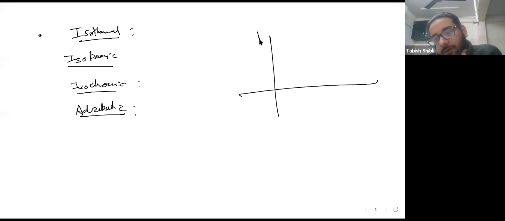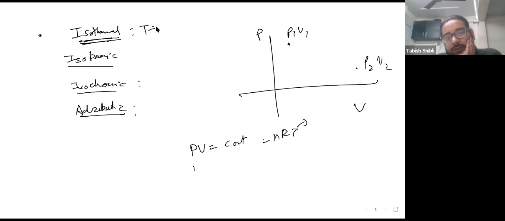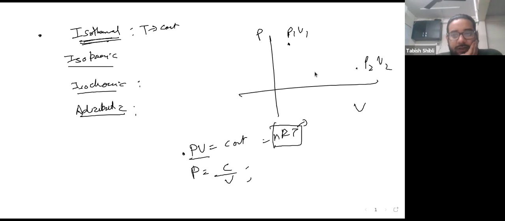So if we want to plot our PV diagrams as we did, my pressure is changing from P1 V1 to some P2 V2, but I'm saying it's going through an isothermal process. So how would this look? Well, since PV is equal to nRT, and T is a constant, nRT itself is a constant. So PV is a constant, so P is equal to some constant divided by V. How does this graph look?